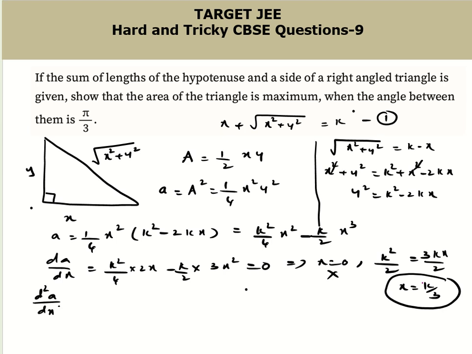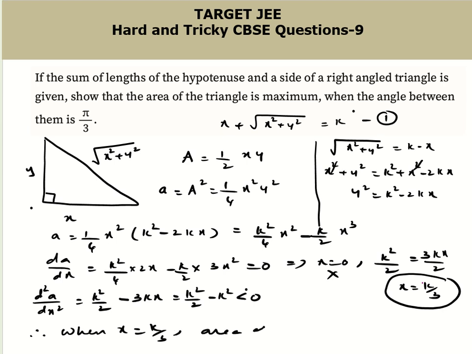d square a by dx square is going to be k square by 4 into 2, that is k square by 2. When I differentiate x square, I get a 2x, I'll cancel that 2. So I get minus 3kx. When I substitute x is k by 3, I get k square by 2 minus k square, which is negative. So what is the conclusion? Therefore, when x is equal to k by 3, area of the triangle is maximum.